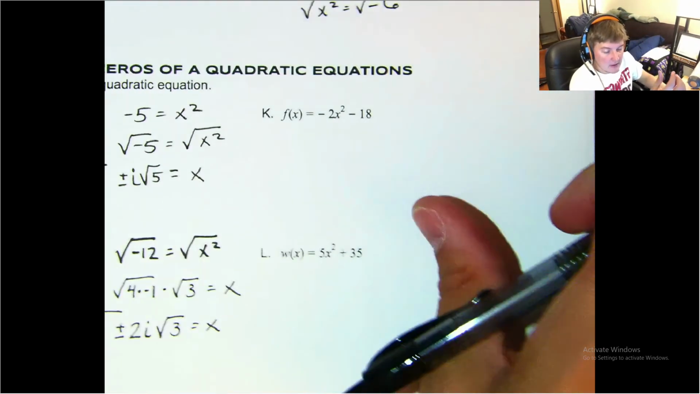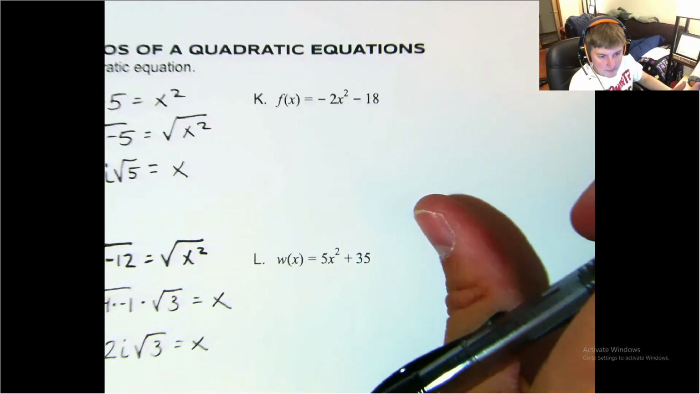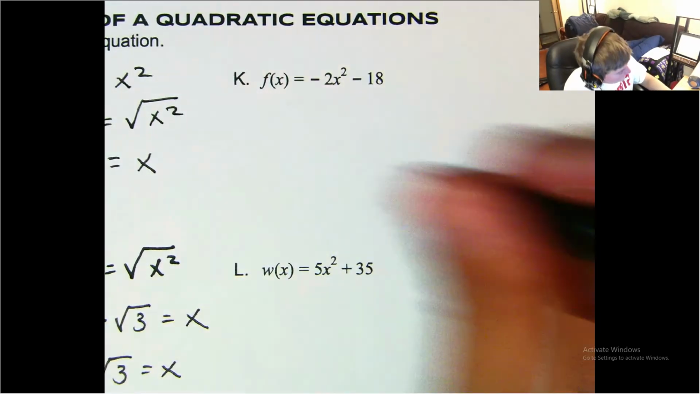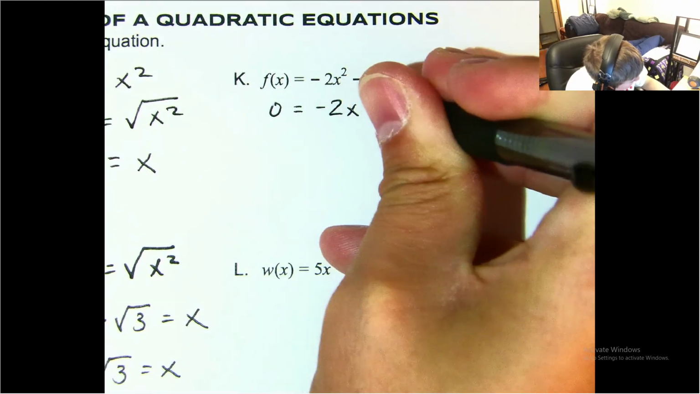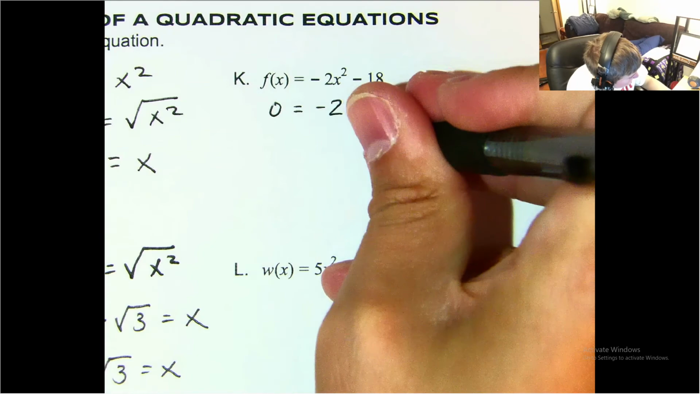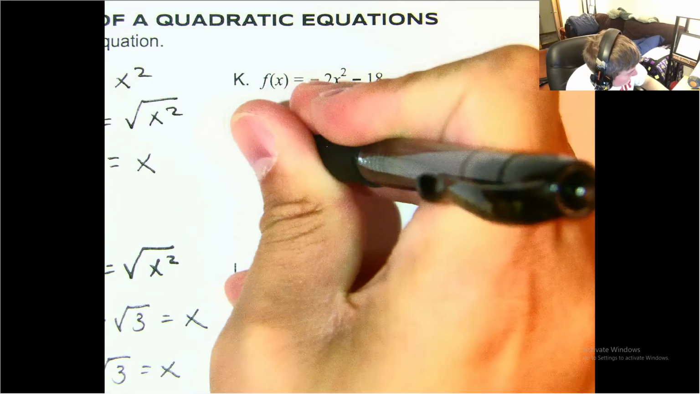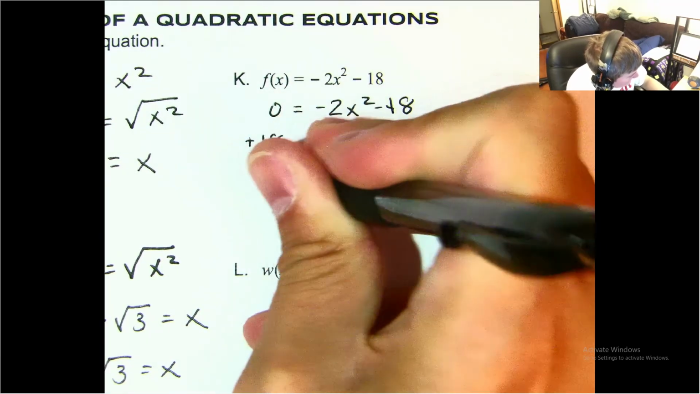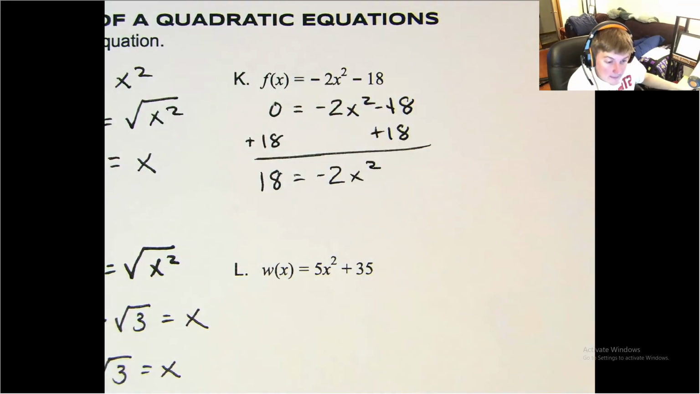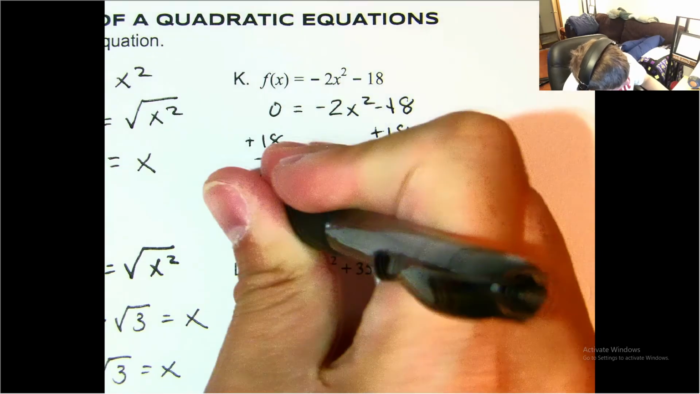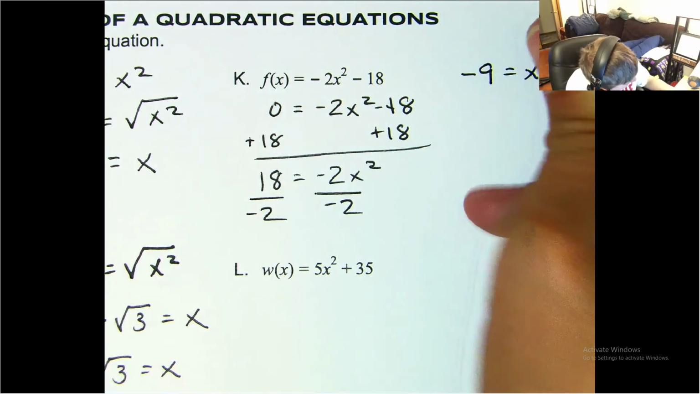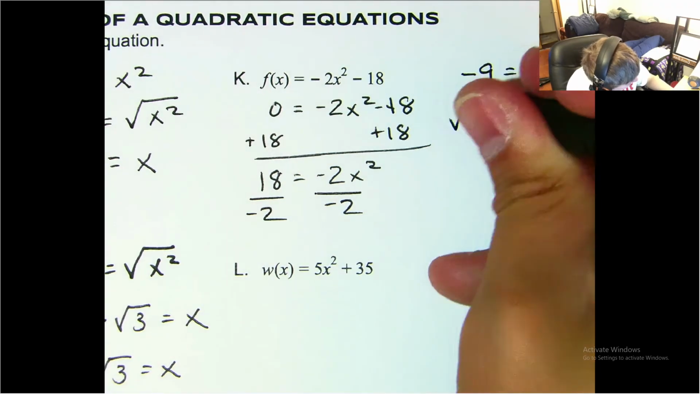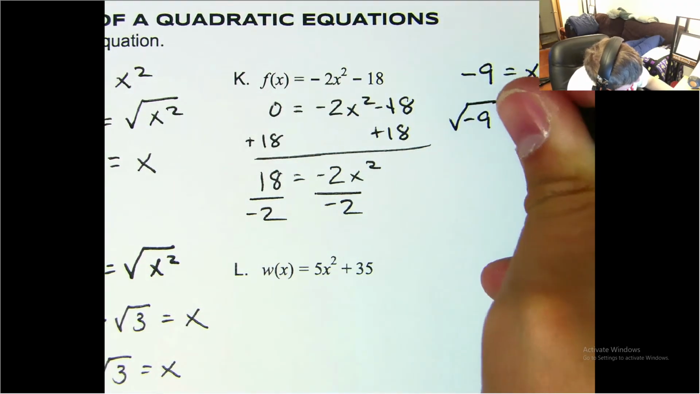Okay, so we have K. Again, we're just finding the zeros, so we're finding the x values that will make the function equal to 0. So I'm going to start by adding 18 to each side to get 18 is equal to negative 2x squared. Then I would need to divide by negative 2. Negative 9 is equal to x squared. Lastly, I need to square root each side.